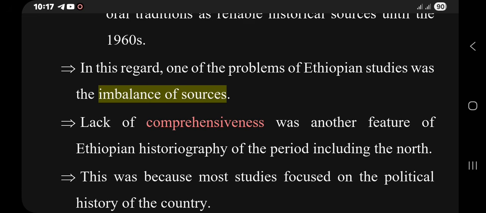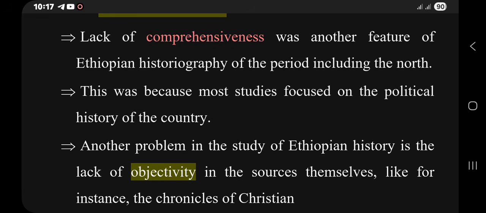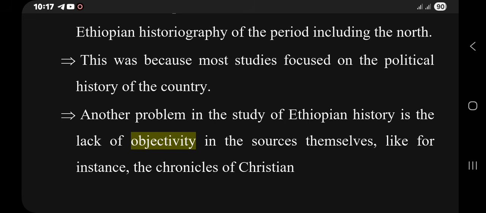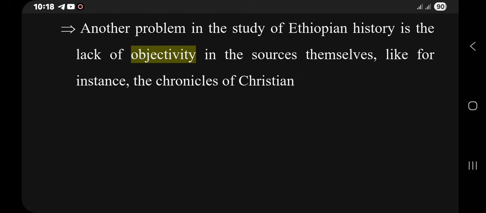Even the northern history was mostly political history, mostly war history. This was because most studies focused on the political history of the country. Another problem in the study of Ethiopian history was lack of objectivity. There was a tendency of bias, like in the chronicles of the Christian emperors.